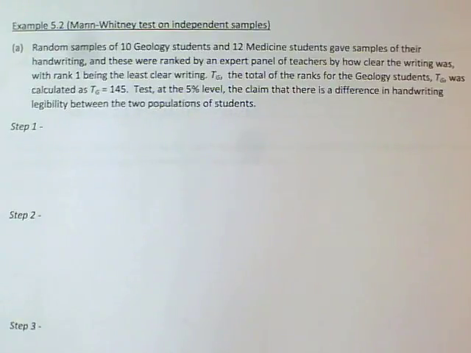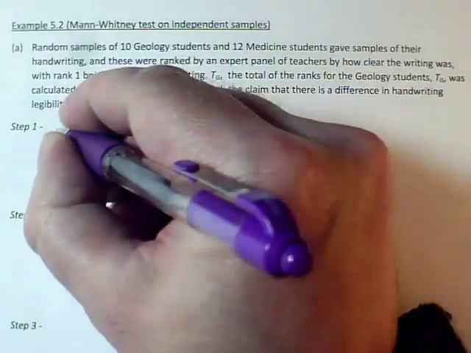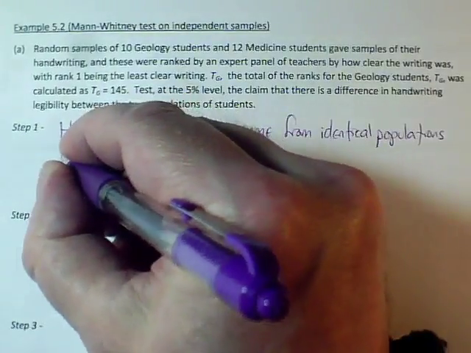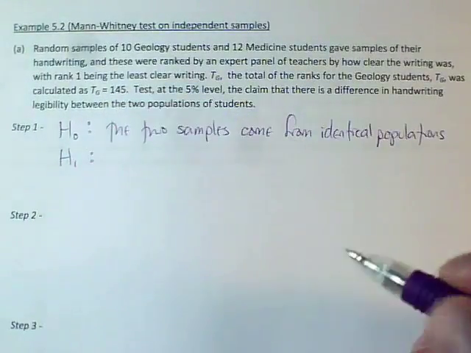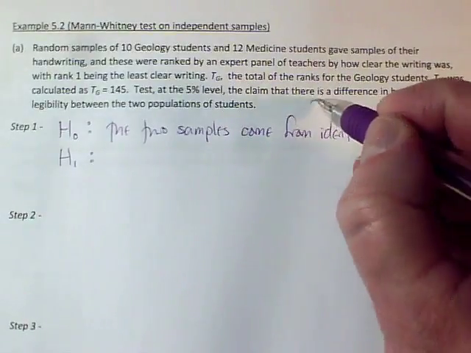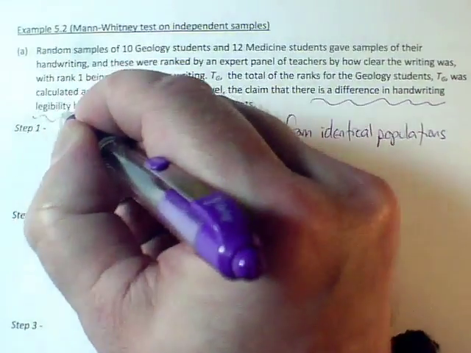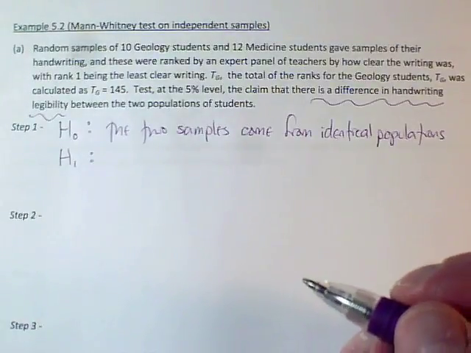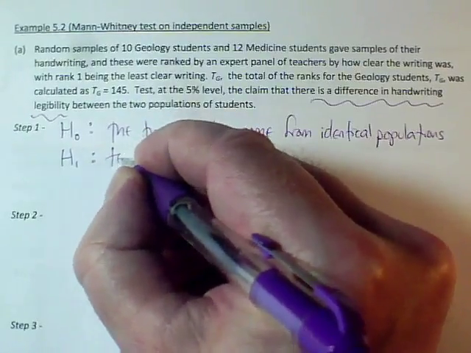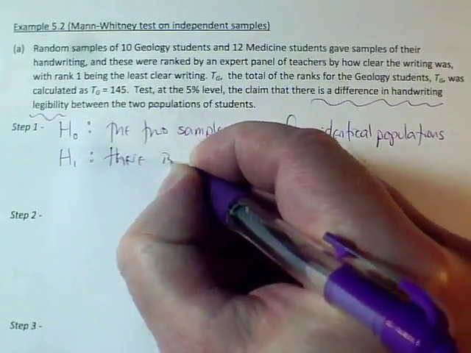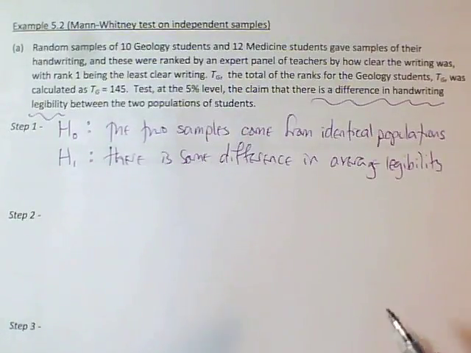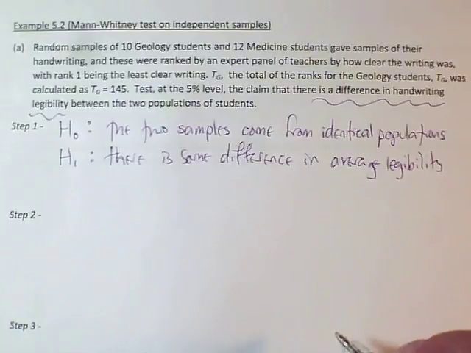So step 1 is going to be to state my hypotheses. It's Mann-Whitney, so H0 is always the same. H1, well, I can say that they come from different populations, but I've got to look closer. It might be one-tailed, it might be two-tailed. So what's the claim? The claim is that there is a difference in handwriting legibility. It's not saying a difference one way or the other, so therefore H1 is that there is some difference in the average legibility. So those will do as my hypotheses.